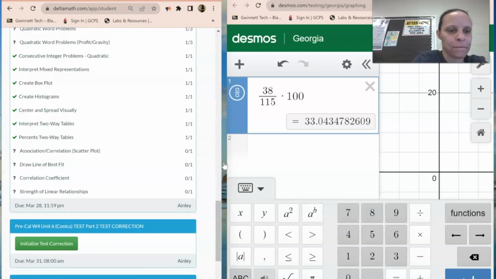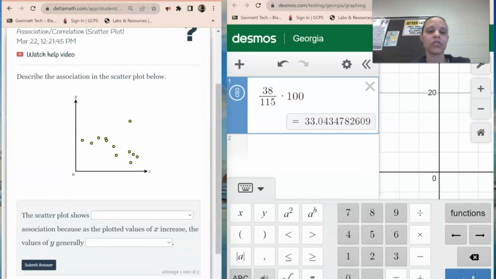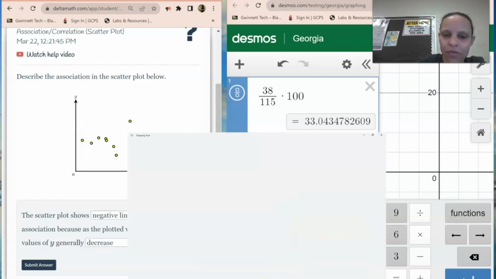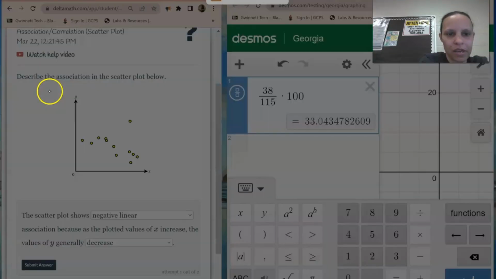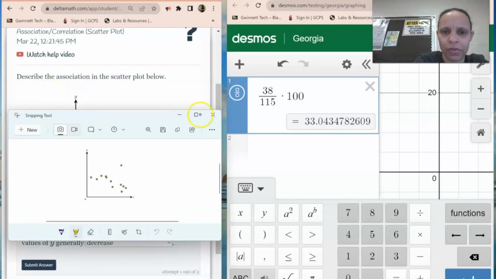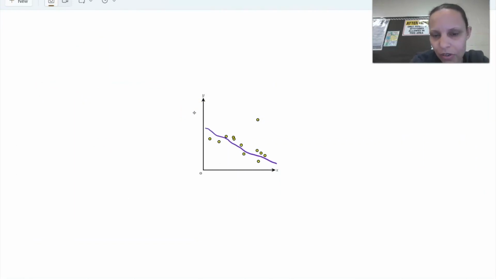All right. Correlation and association. Okay, so here's a scatter plot. What does this look like? So this looks like a negative linear because they are generally decreasing. And let me show you what I mean by that. And I'm going to get that one wrong too so that I can go over some examples for you. All right, so remember with scatter plots, you want to split the dots. So, split the dots to the best of your ability. It looks like that, right?